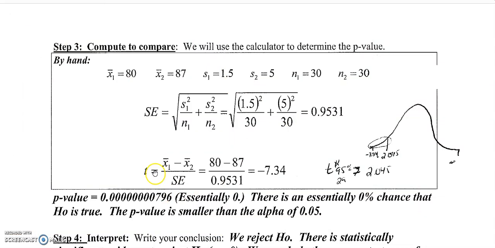Then to find our test statistic, it's x bar 1 minus x bar 2 divided by our SE. So it's 80 minus 87 divided by 0.9531, which gives us negative 7.34. Again, that's a very large number to the left, negative 7.34. So an area to the left of negative 7.34 would be a very, very small p-value, that little area right there. We can compare it to our critical value.